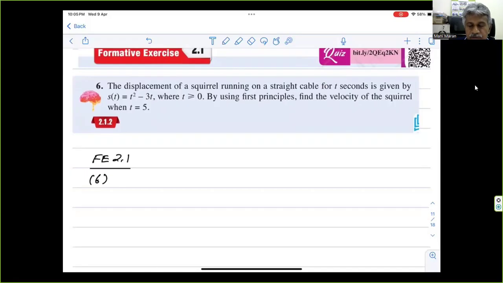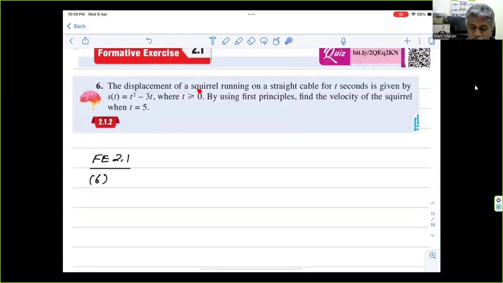Okay. So let's read and understand the question. Now, what is the question asking? The displacement of a squirrel running on a straight cable. Sometimes we see squirrels, they like to run on a cable, right? So the displacement means the distance. Distance, anjakan, that is displacement.